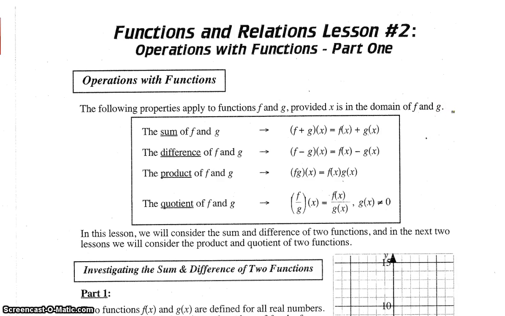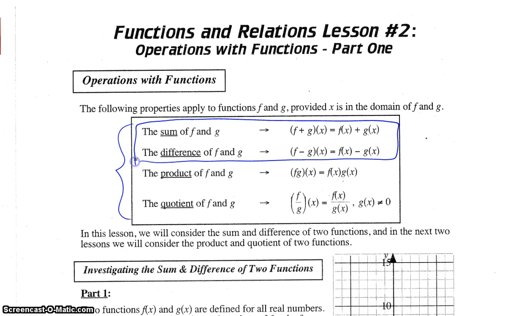Okay, so lesson 2 in our workbook, really the first lesson that could be tested on the diploma exam, is operations with functions. We're actually looking at 4 different operations on our functions: the sum, the difference, product, and quotient of f and g, any general function. Now, for this lesson, we're going to be focusing simply on the sum and the difference of two functions.